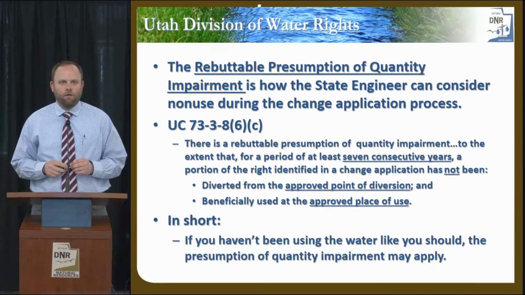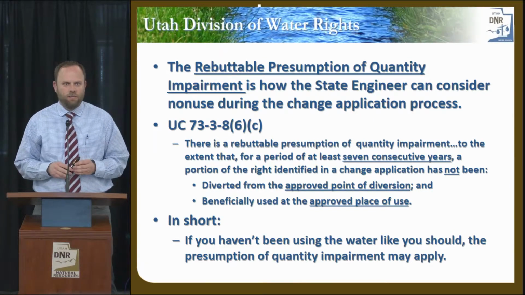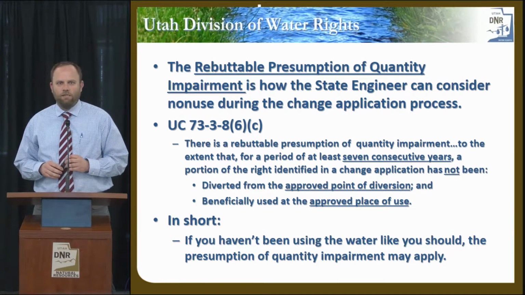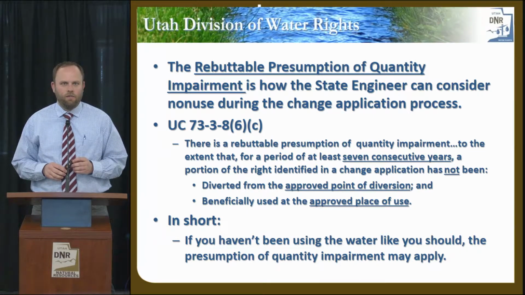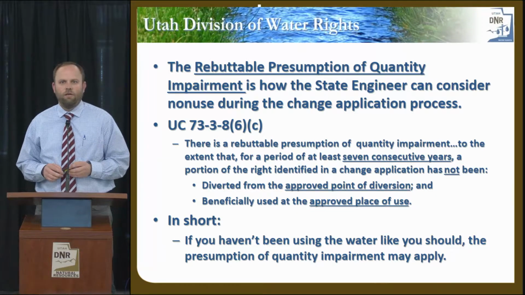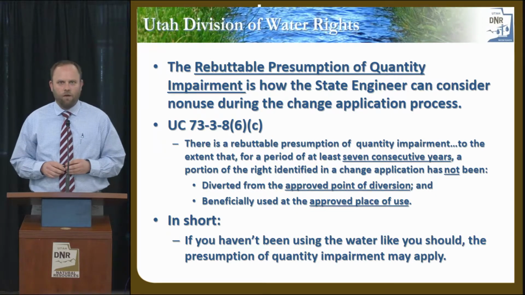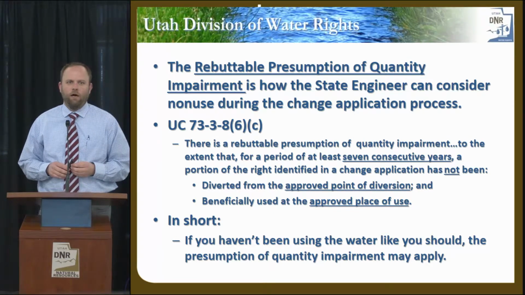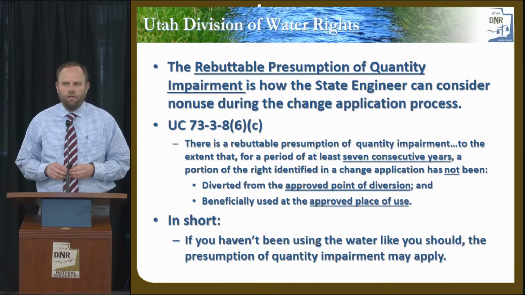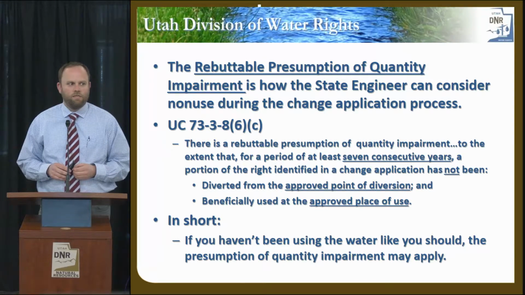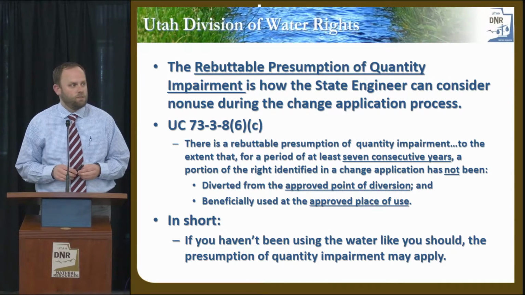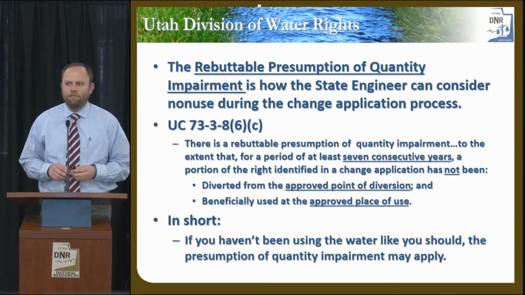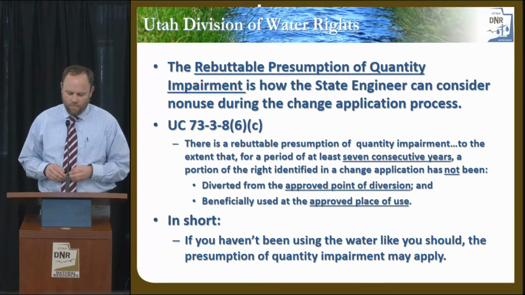Let's read statute. We're going to go to 73.38 subsection 6C, and it reads, there is a rebuttable presumption of quantity impairment to the extent that for a period of at least 7 consecutive years, a portion of the right identified in a change application has not been diverted from the approved point of diversion and beneficially used at the approved place of use. And believe it or not, we actually made that more simple in the recent legislative session. It was worse before. So, all right. So that is kind of a hard thing to understand. Okay. So let's get into this a bit.